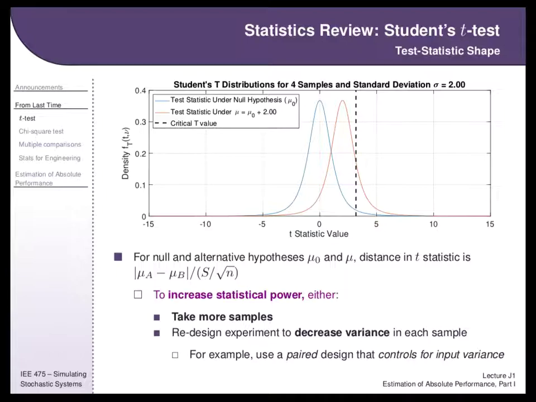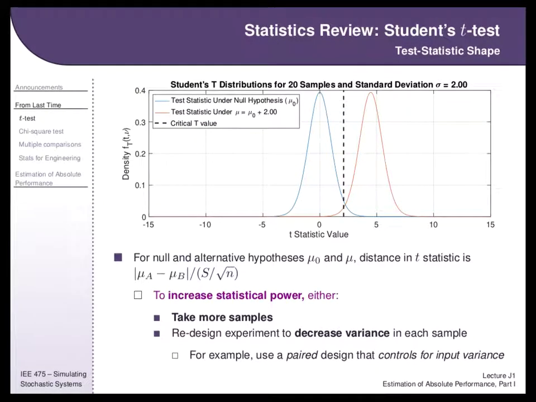And so what this is showing me right here is that for this difference in means of 2 units, and for this number of samples, so in this case I only took 4 samples, and for this standard deviation, then my t-statistics line up. And it's really difficult to tell a difference between the alternative hypothesis and the null hypothesis. And so what I can do is increase my number of samples to 20. And when you do that, the null hypothesis t-distribution stays exactly where it is, but the alternative hypothesis for 2 units away in mean shifts over to the right.